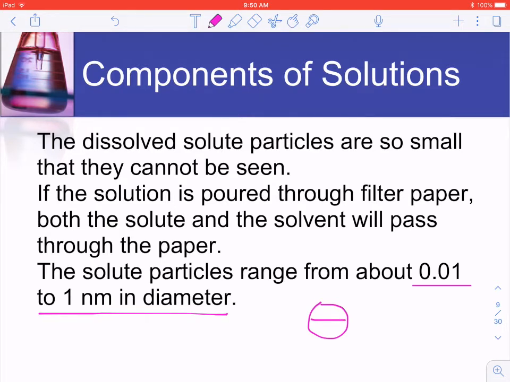Now, you have a table in your note guide that's really useful to see if you can look at comparisons of these different types of particles. Particle size is a really important one as we distinguish between solutions, colloids, and suspensions. Now, before we talk about the other two, let's think about what exactly a nanometer is.